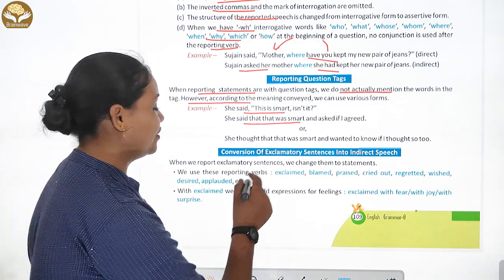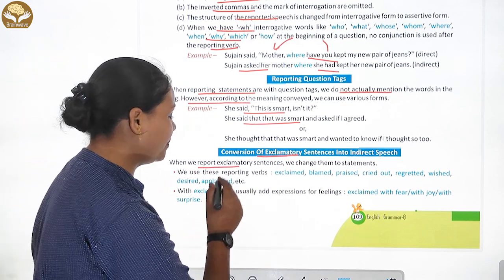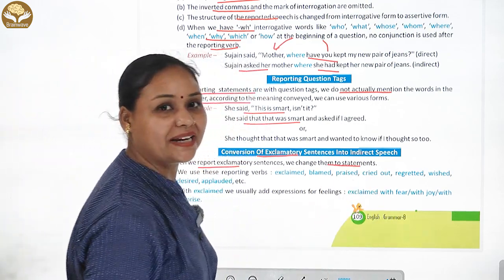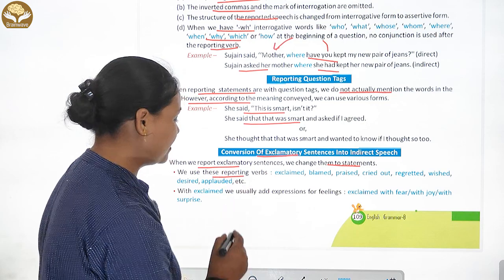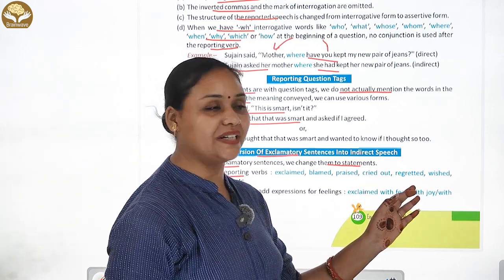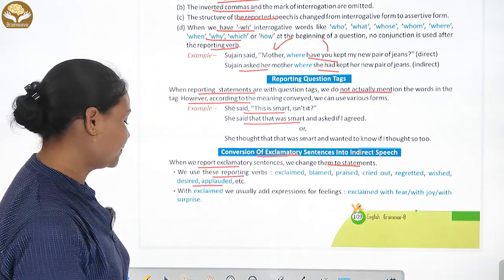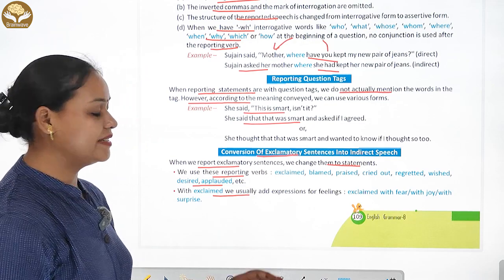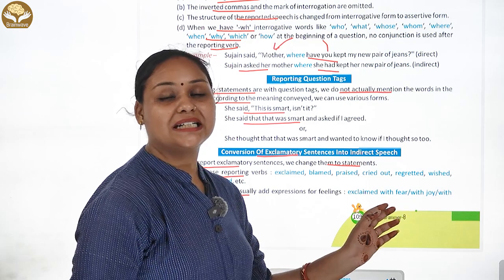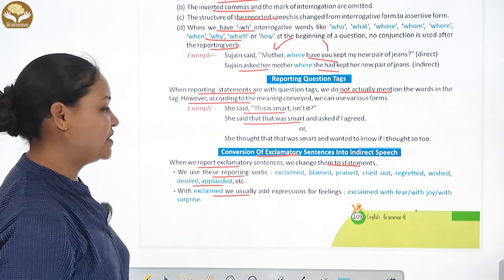Okay. चलिए, conversion of exclamatory sentences into indirect speech में. When we report exclamatory sentences, we change them to statements. We use reporting verbs जैसे exclaimed, blamed, praised, cried out, regretted, wished, desired, applauded, etc. With exclamation we add expressions for feeling: exclaimed with fear, या exclaimed with joy, या exclaimed with surprise. Okay? चलिए आगे है.